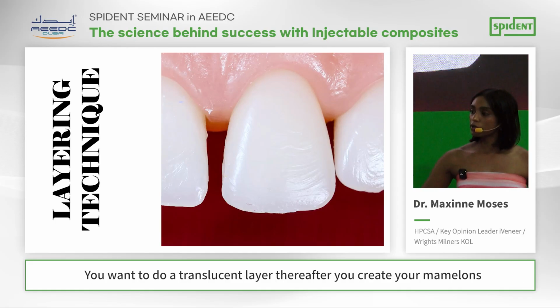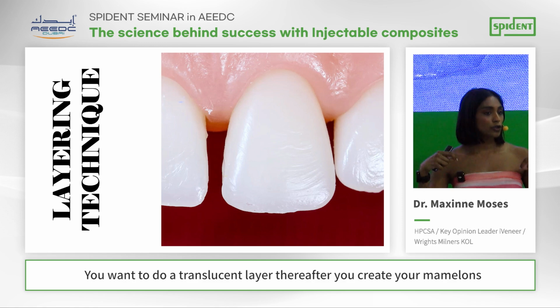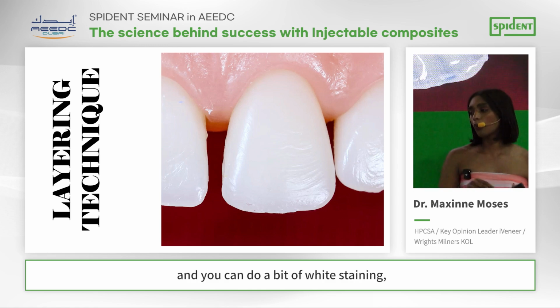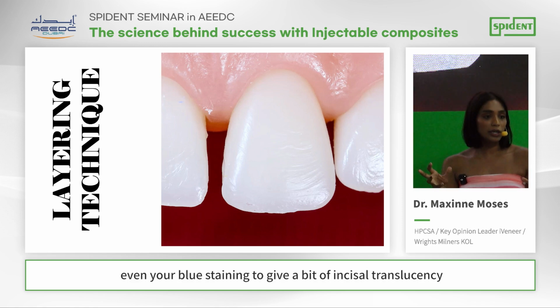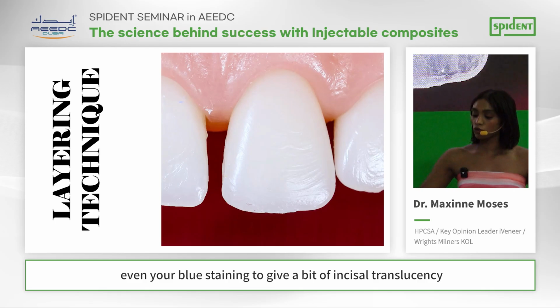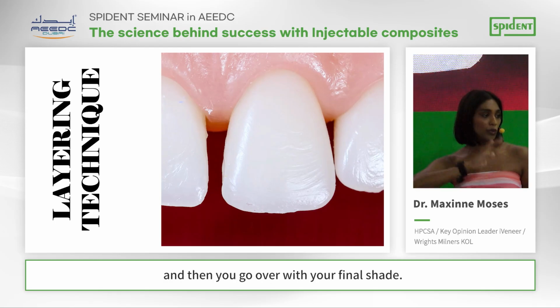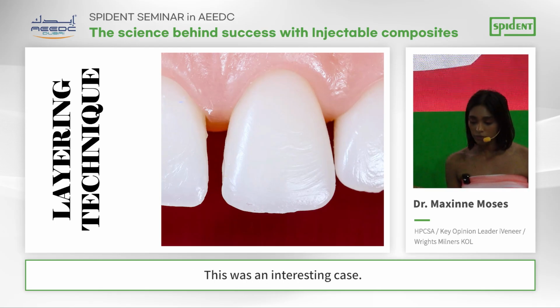You want to do a translucent layer. Thereafter, you create your mamelons, and you can do a bit of white staining, even your blue staining to give a bit of incisal translucency, and then you go over with your final shade.